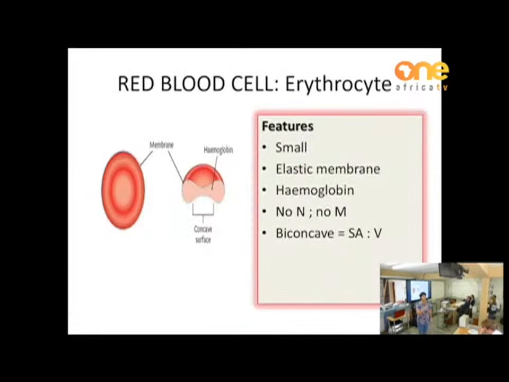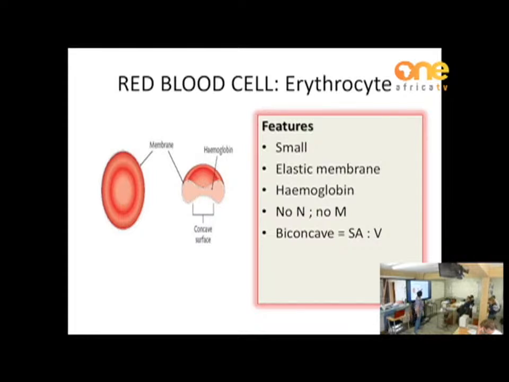We start with the red blood cell. Of course, we know that the red blood cell has a biconcave shape. And that biconcave shape is to increase the surface area to volume ratio. Because inside the red blood cell is a very important protein, and we call it hemoglobin. Hemoglobin has the function to transport oxygen in the form of oxyhemoglobin.